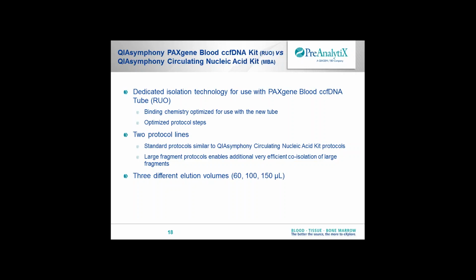And finally, what is also different to the generic protocol, we offer 3 different elution volumes, 60, 100, and 150 microliters in the standard protocol. So finally, we have 2 protocol lines with 2 protocols in each line, with a large volume and a small volume of plasma.